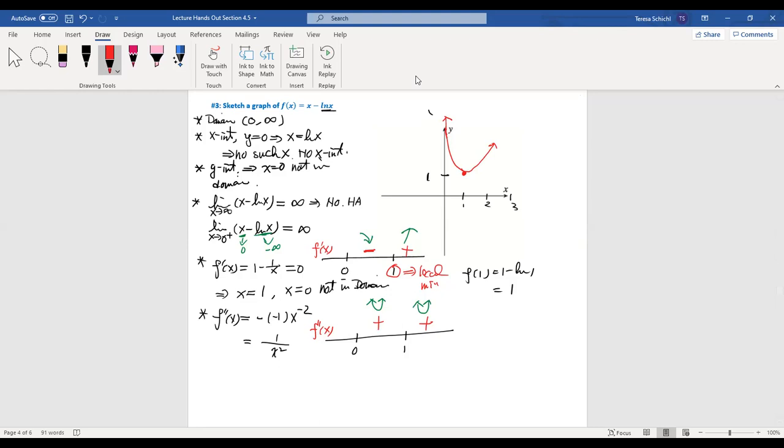Let's take a break here, and then we will come back. Let's take a look at the last thing for graphing: do we have a slant asymptote?